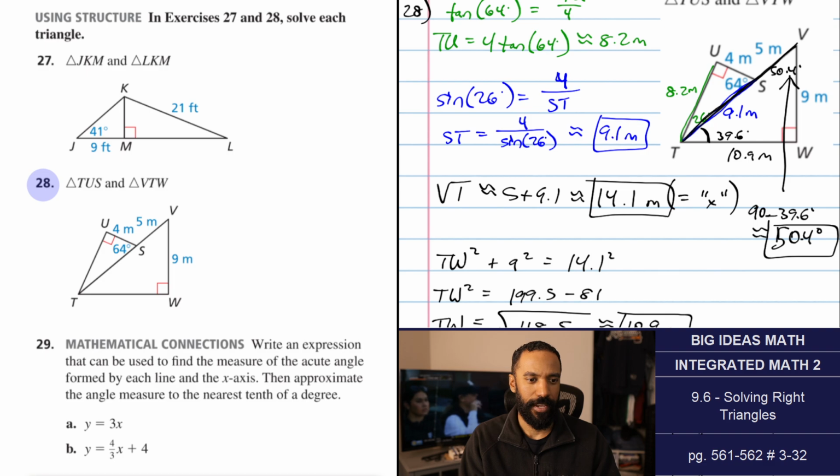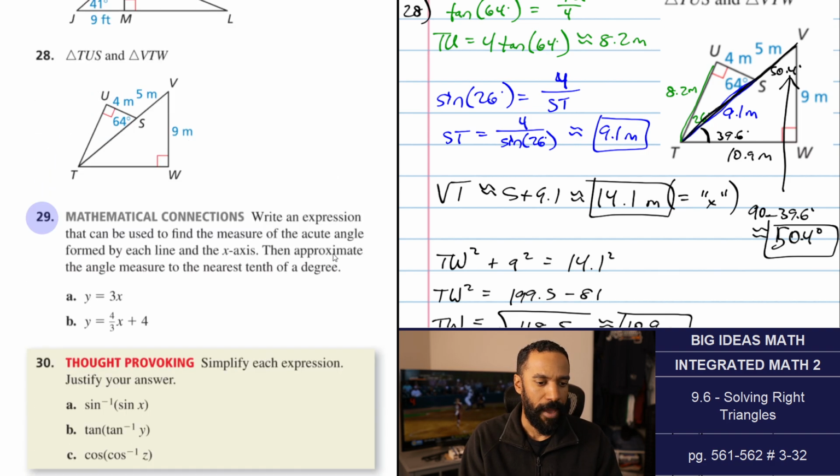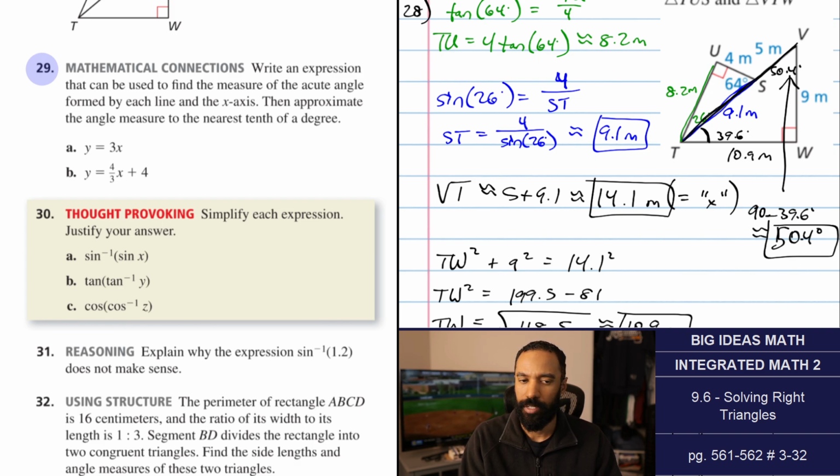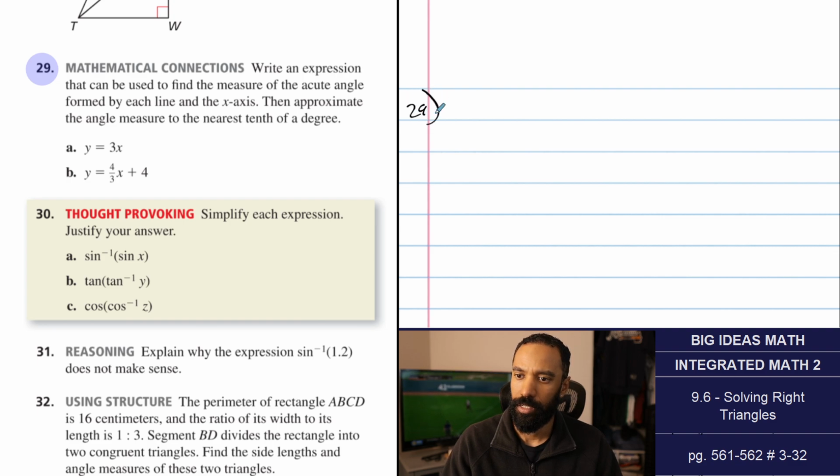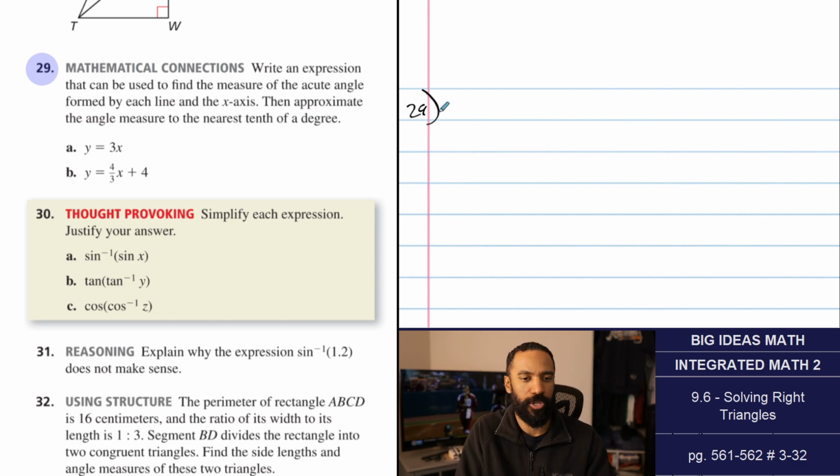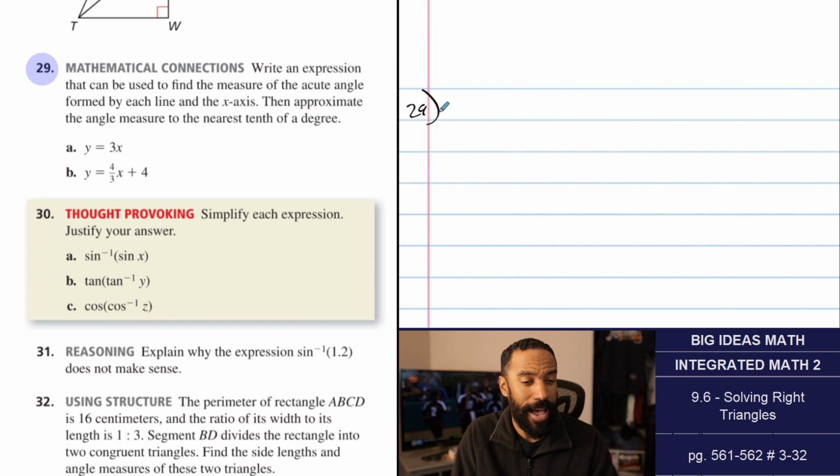Okay, was that the second one? Yes. Number 29. Mathematical connections. Write an expression. This looks like graph stuff. Hold on. 29. Write an expression that can be used to find the measure of the acute angle formed by each line and the x-axis. Then approximate the angle measure to the nearest tenth of a degree.